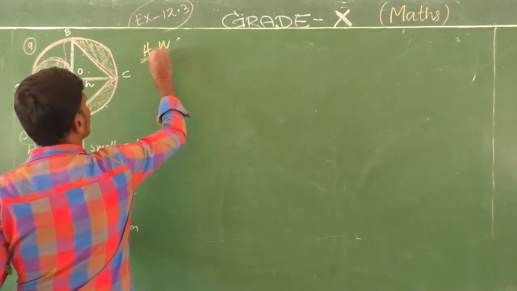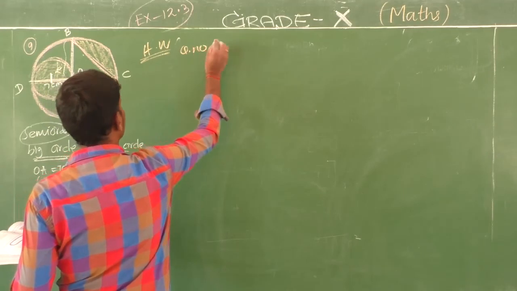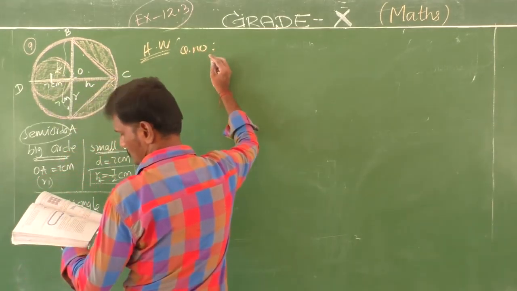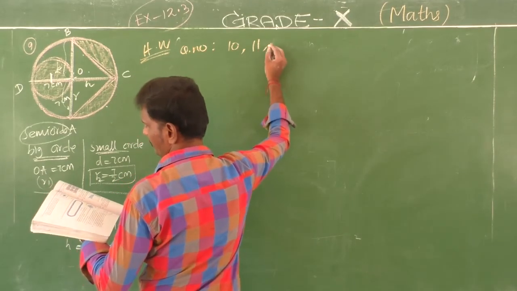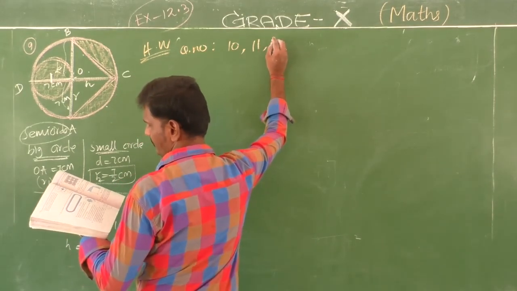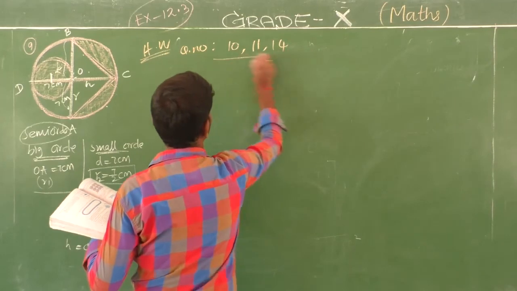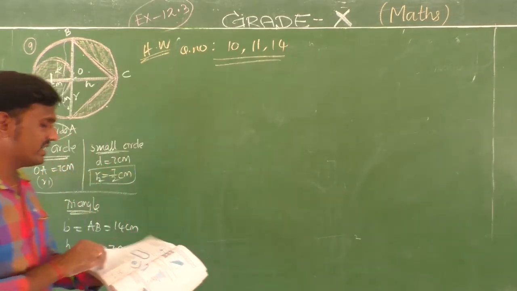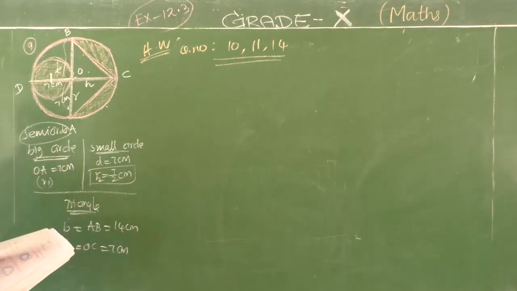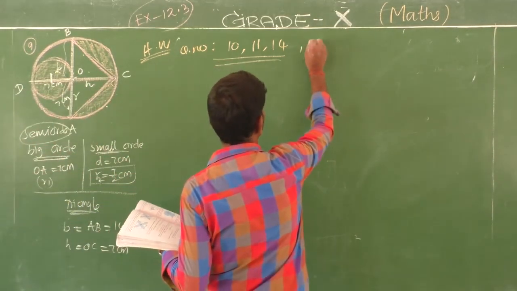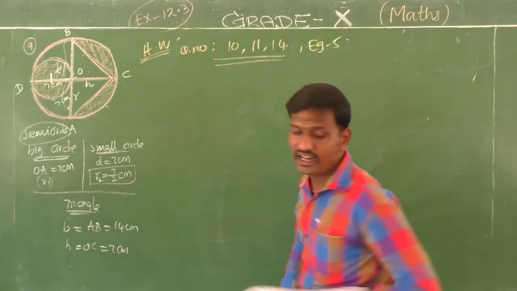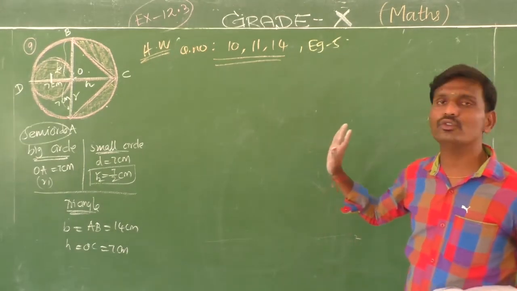Today's homework questions are question number 10, 11 and 14. So three questions you have as homework, and example 5 is also homework. So students, only 5 questions you have as homework for today.